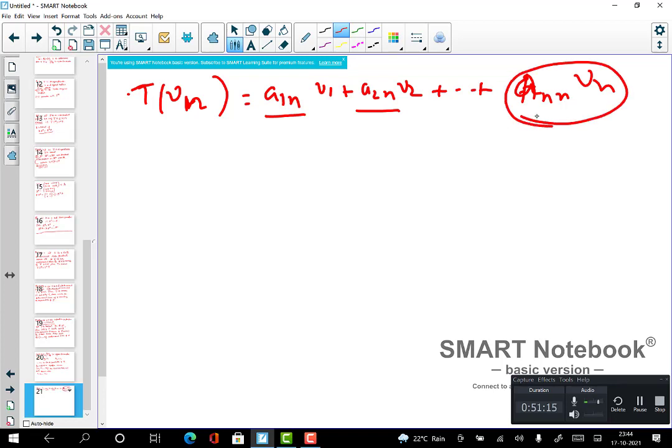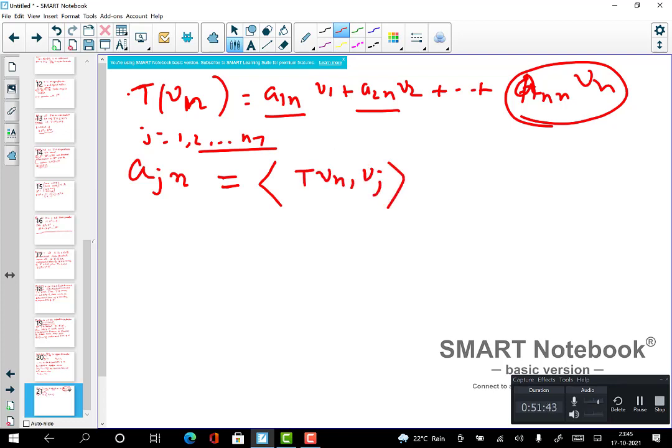Now take, for example, a_jn for any j, for j equal to 1 up to n minus 1. You remember that you can represent this as the inner product of T of vn with vj. But the inner product of T vn with vj is nothing but vn with T star of vj.